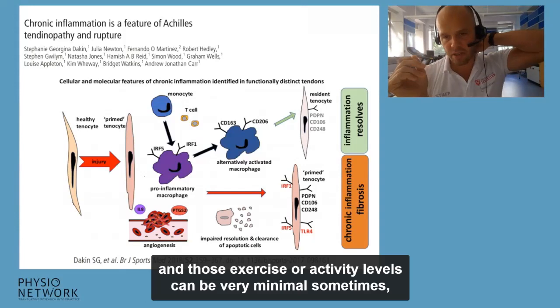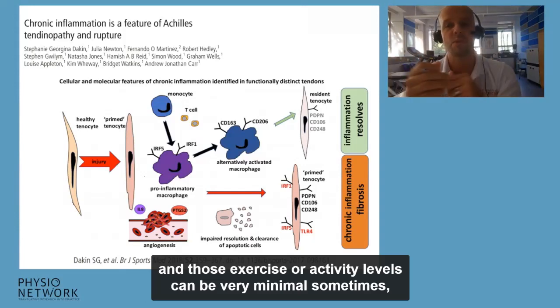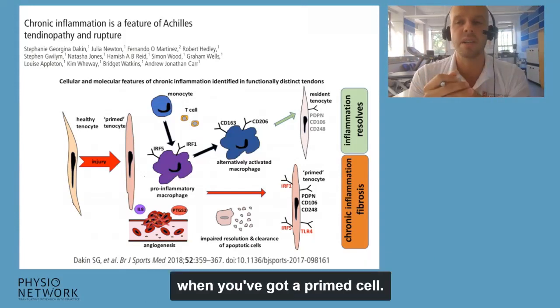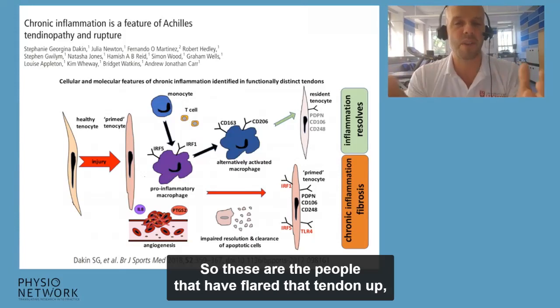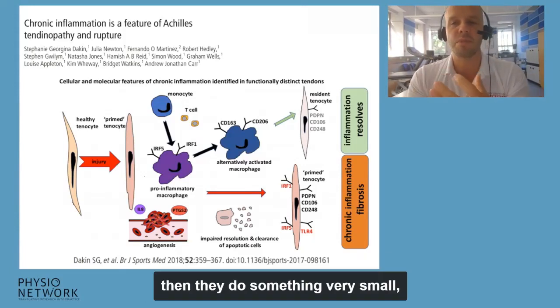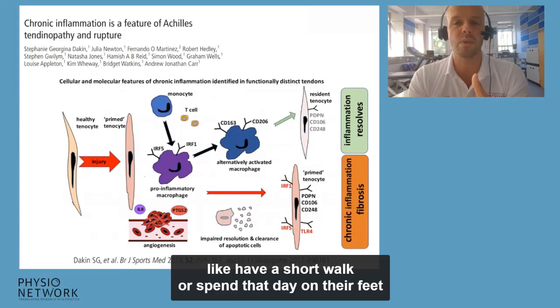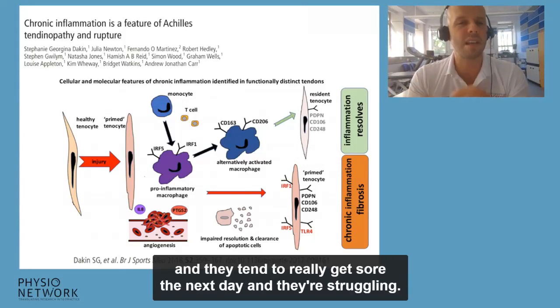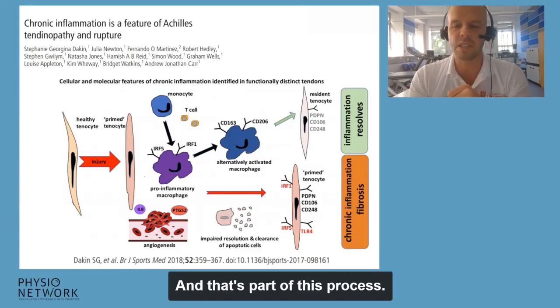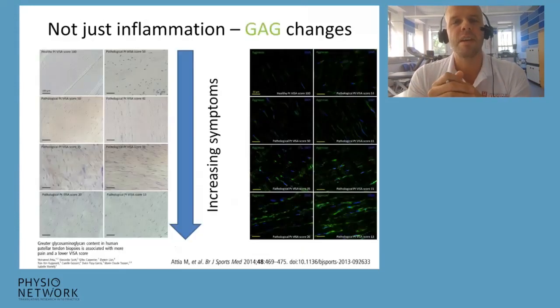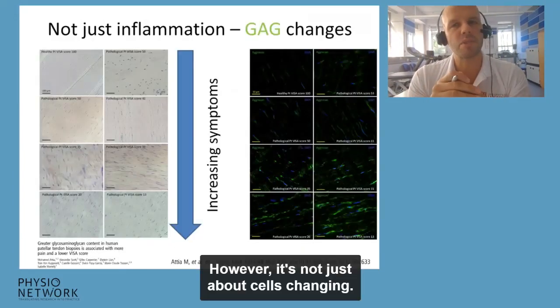And those exercise or activity levels can be very minimal sometimes when you've got a primed cell. So these are the people that have flared their tendon up, then they do something very small like have a short walk or spend the day on their feet, and their tendon really gets sore the next day and they're struggling. And that's part of this process.